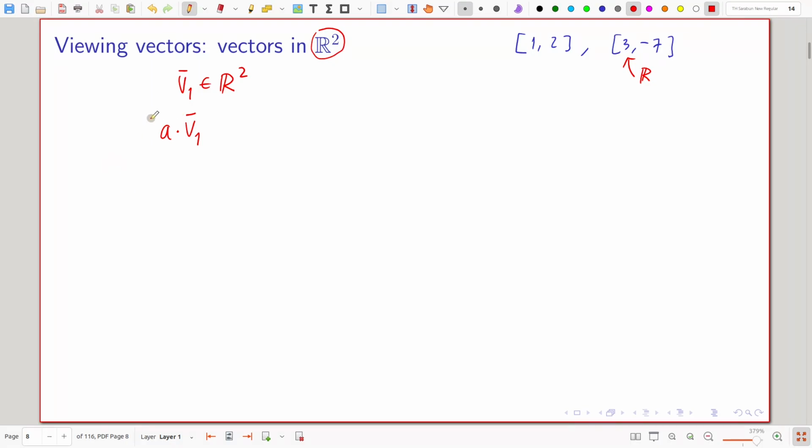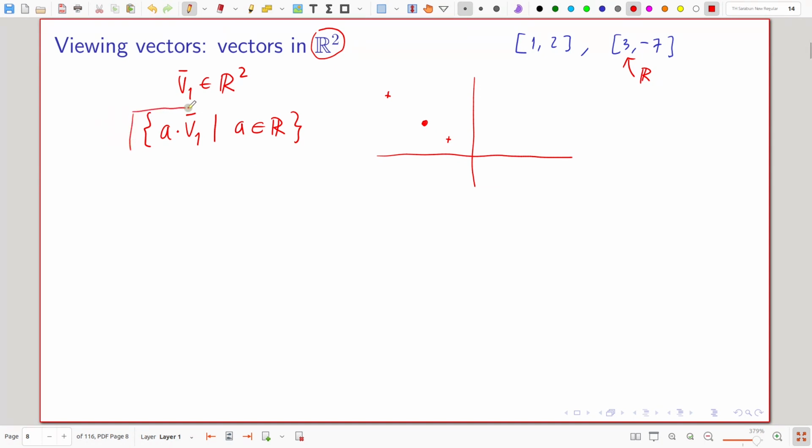But if you look at this set, v1 is a point. So let's look at that. v1 is a point. When I multiply v1 with 2, I get this point. When I multiply v1 with a half, I get this point.